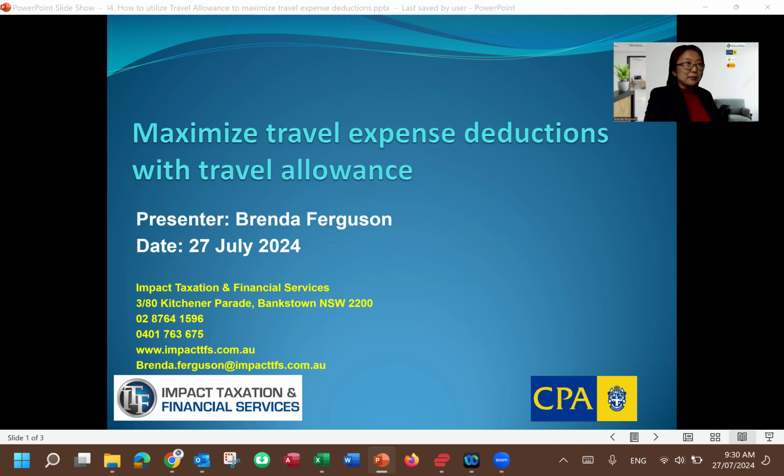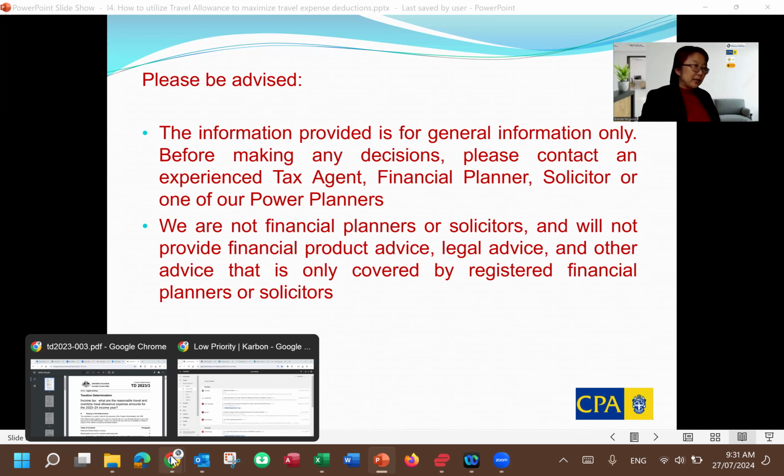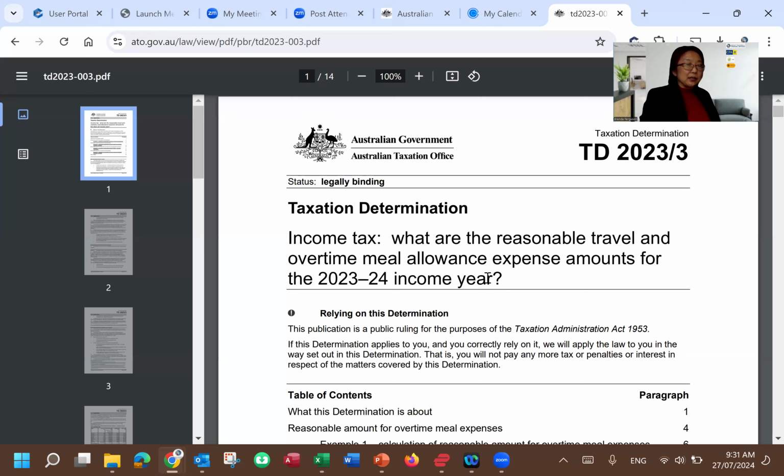How to maximize travel expense deductions with travel allowance. Okay, very quick declaration. All the information provided in this session is for general purposes only. If you need to make a decision, make sure you find a good professional person to help you. All right, this is mainly related to the tax determination related to travel allowance.